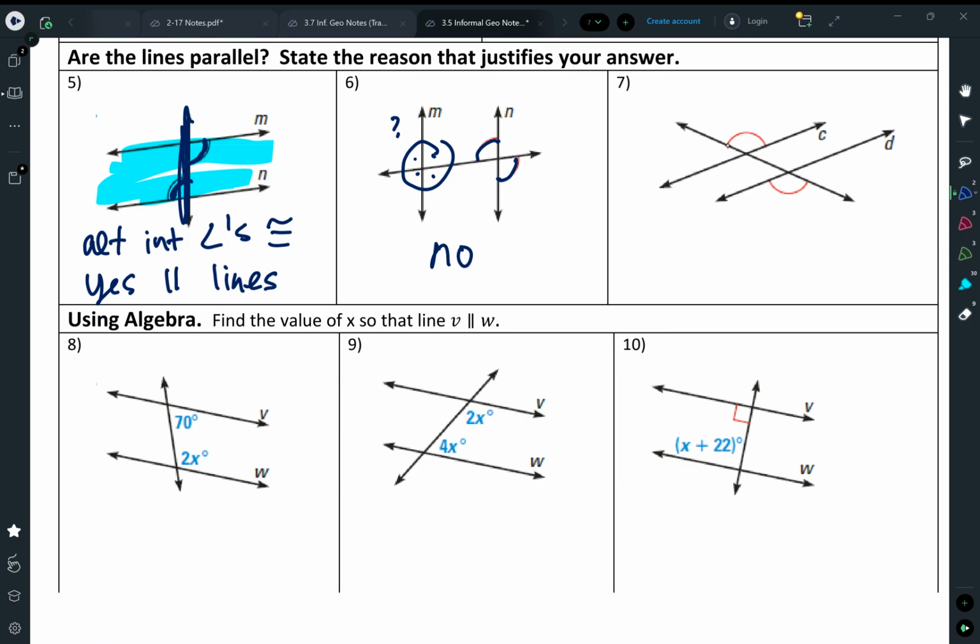On 7, I have this angle and this angle. So let's see if we can think about what shape those are. Those are going to be alternating exterior. So if my alternating exterior angles are congruent, then yes, I have parallel lines.